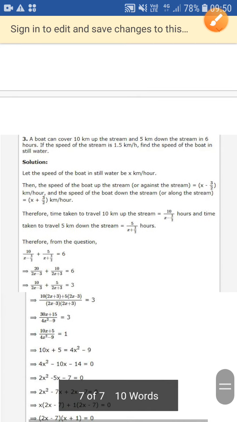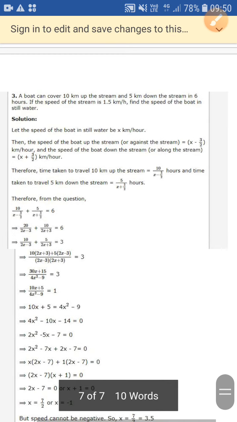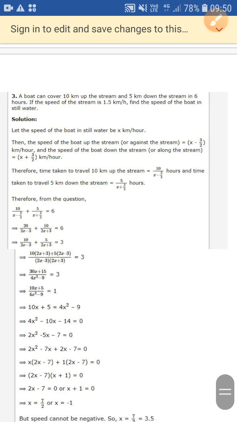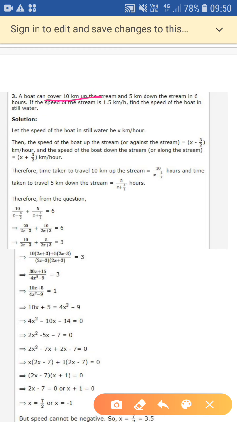One more problem, it is very important, and some problems are given in your NCERT book also. Let us practice it. We have a boat that can cover 10 km upstream and 5 km downstream in 6 hours. If the speed of the stream is 1.5 km per hour, find the speed of the boat in still water.